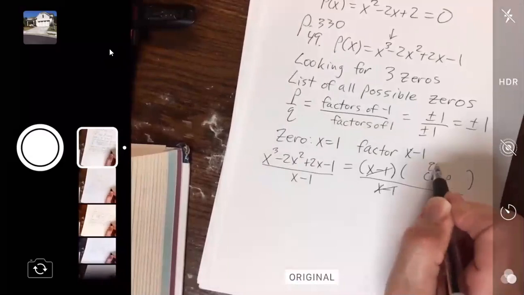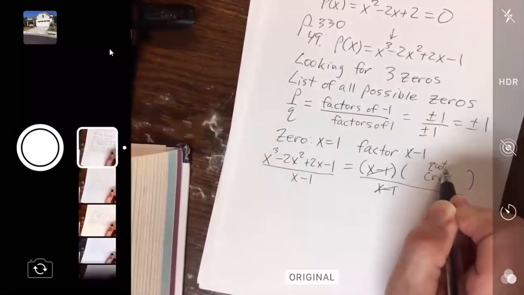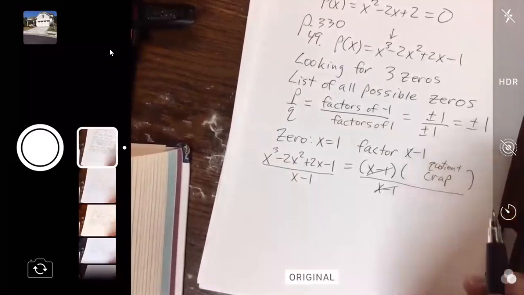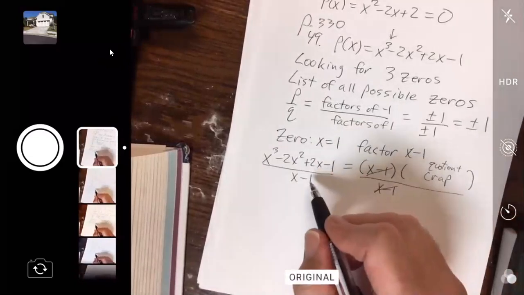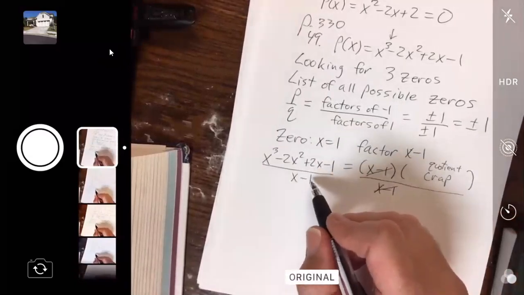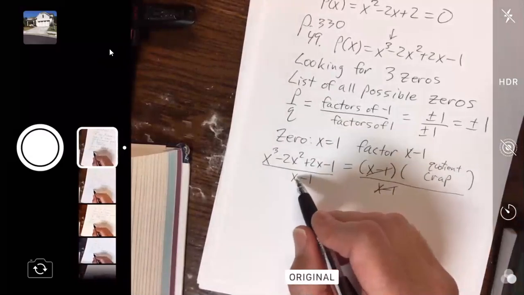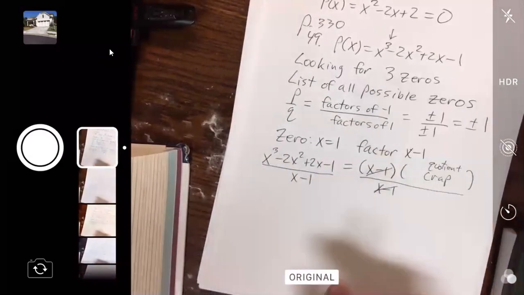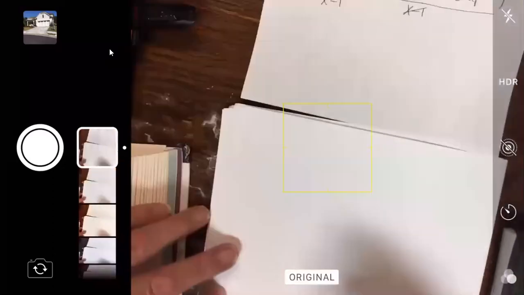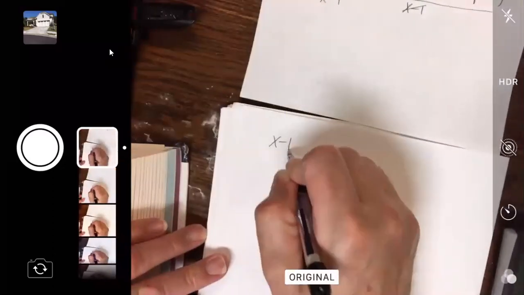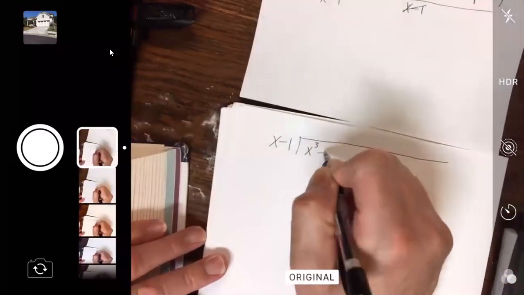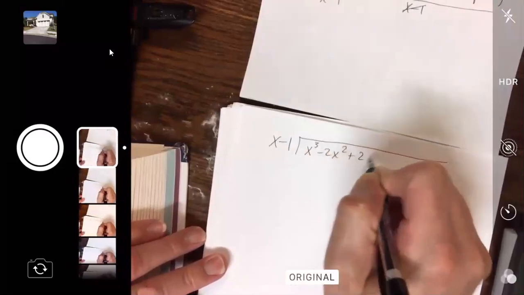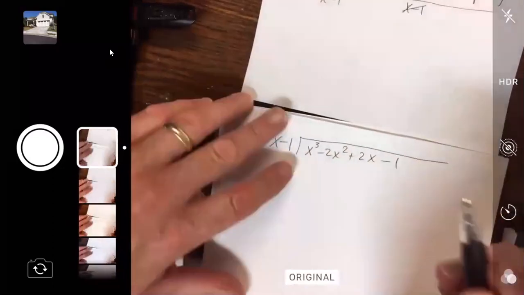This will be the quotient that comes out. This is why we did that long division section. Or you could do it by synthetic, since that's first power, if you like synthetic. I don't know how long this is going to be, so let me go ahead and start on the next page. So we're going to take x minus 1 and divide it into x cubed minus 2x squared, add 2x, and minus 1.